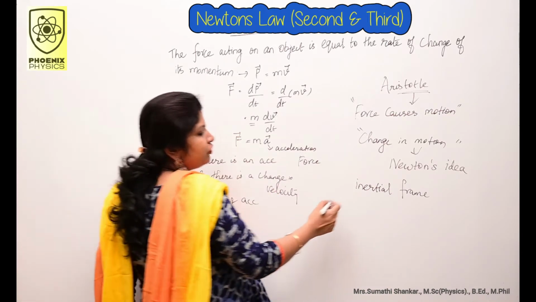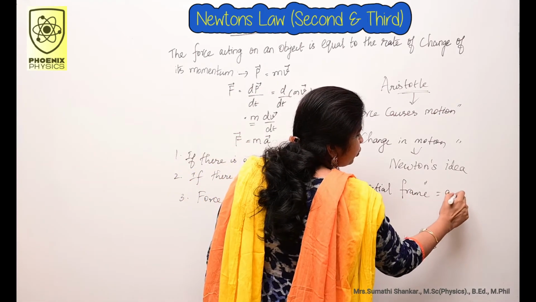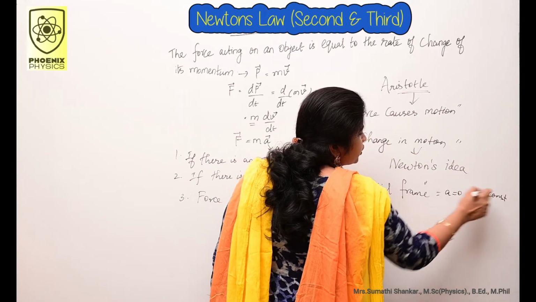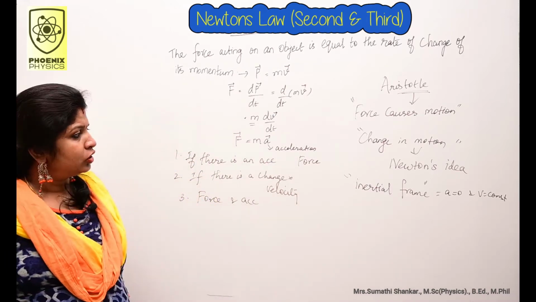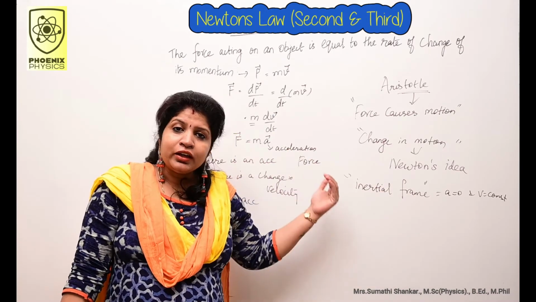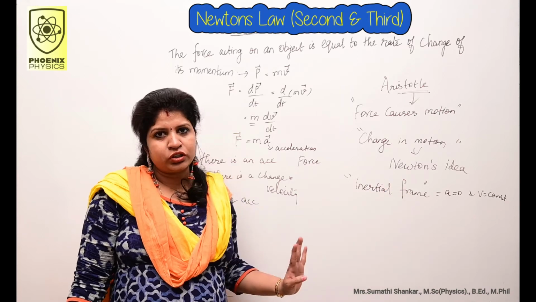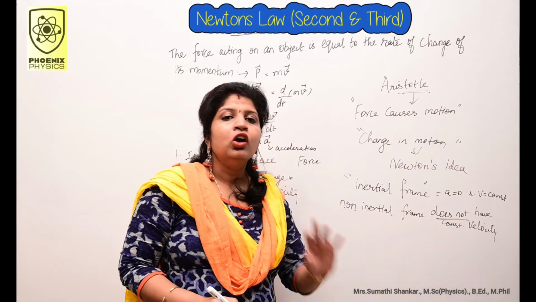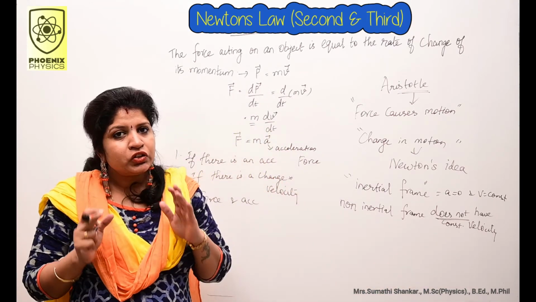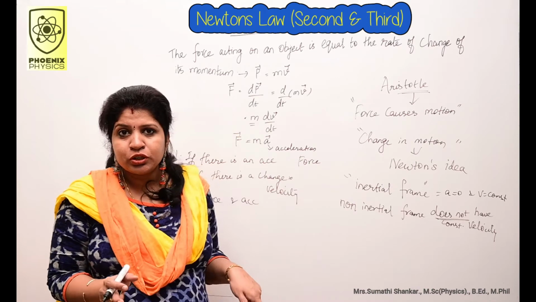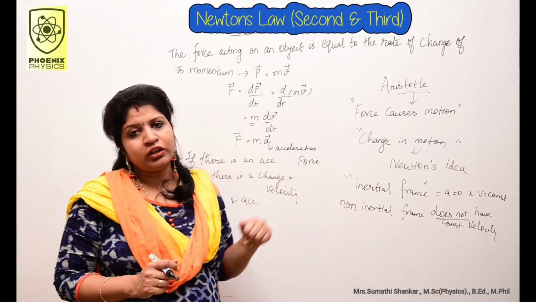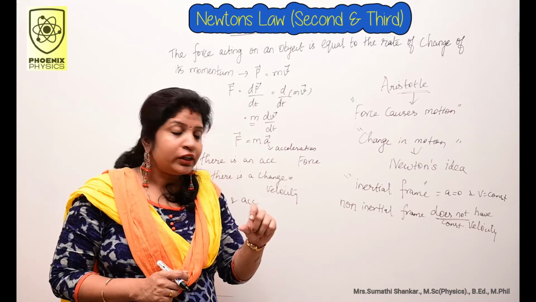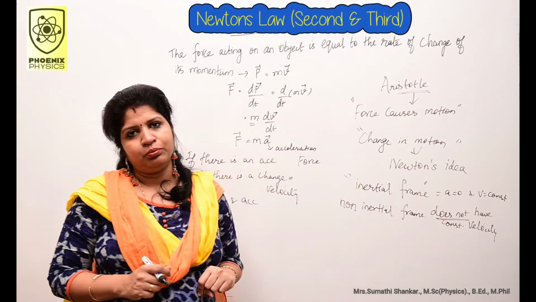Another important point is Newton's second law is valid only in inertial frame. In an inertial frame, a is equal to 0 and v is equal to constant. What is a? A is nothing but acceleration. Here the object is either at rest or in constant motion. But a non-inertial frame does not have constant velocity. This is the major difference between inertial frame and non-inertial frame. So Newton's second law is valid only in inertial frame.